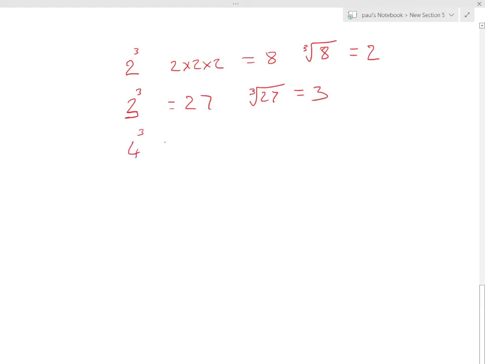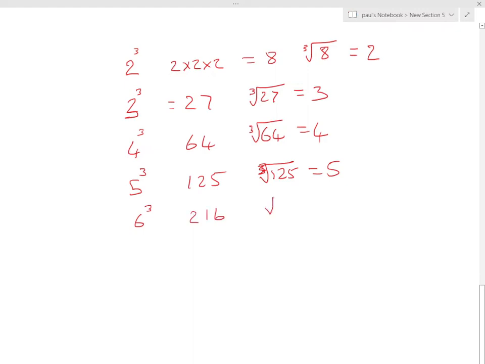4 cubed is 4 times 4 is 16, times 4 is 64. The cube root of 64 is 4. And 5 cubed is 125, and so the cube root of 125 is 5. 6 cubed, I think that's 216. Pull me up on that if this is wrong. Trying to remember them all. I don't remember what 7s are. That's as far as we need to try and remember.